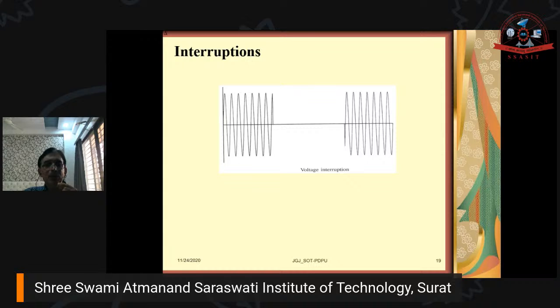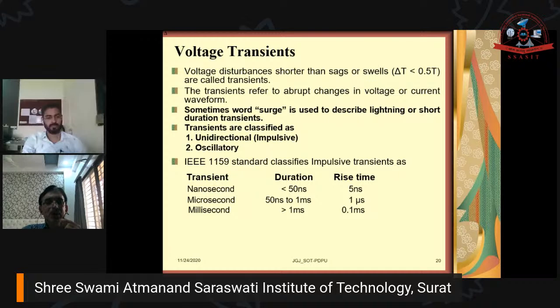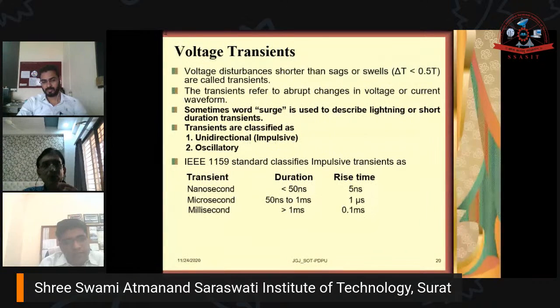Now the next power quality issue. We have discussed the voltage sag, then voltage swell, and the voltage interruptions. Now coming to the voltage transients. You already studied the different kinds of overvoltages occurring in the power system. Can anybody tell what are the different types of overvoltages? First, the power frequency overvoltage, and then lightning overvoltage or the lightning surge, and the switching surge.